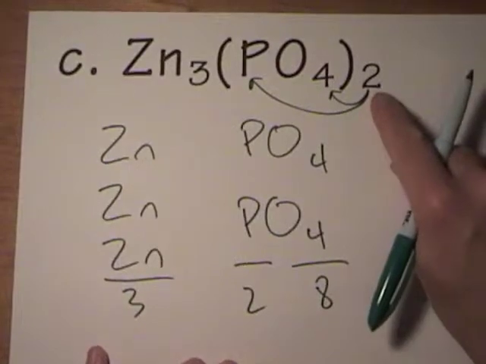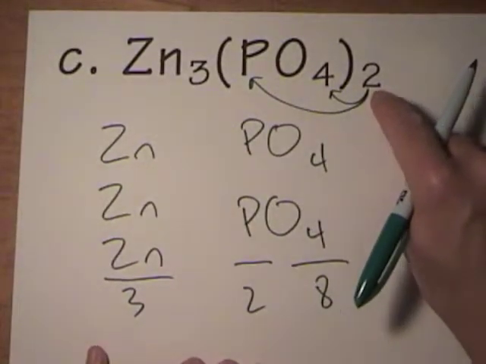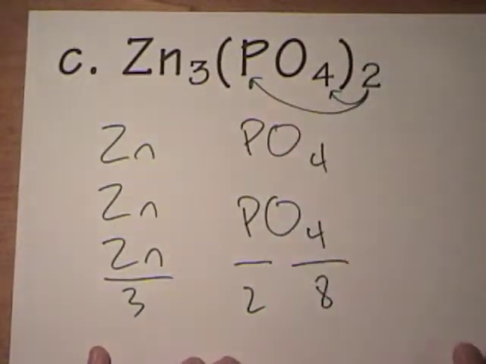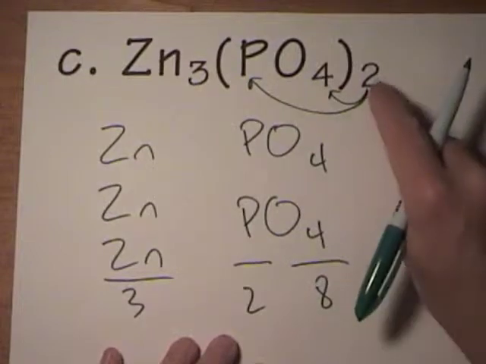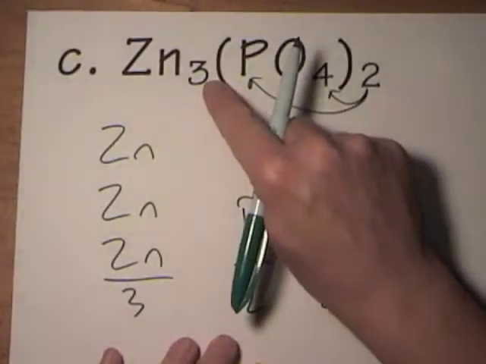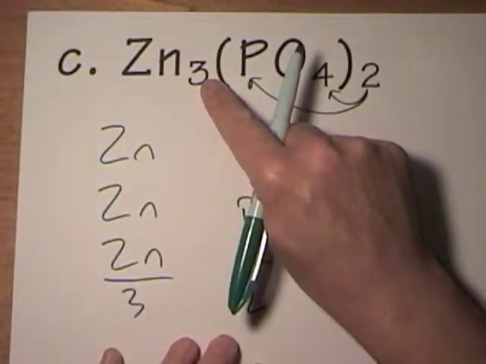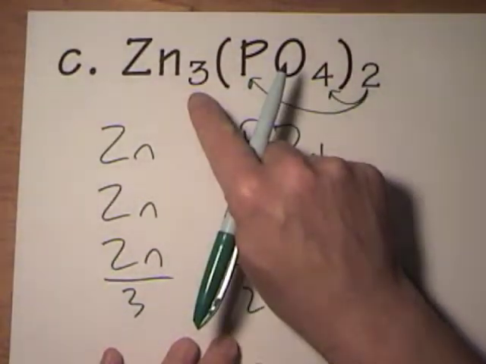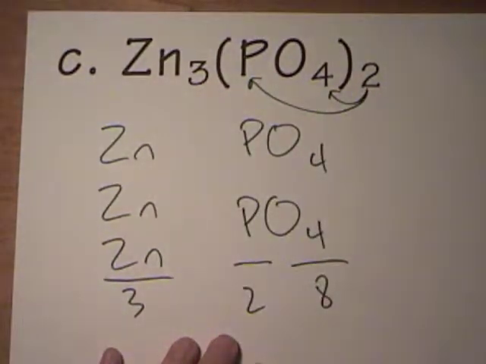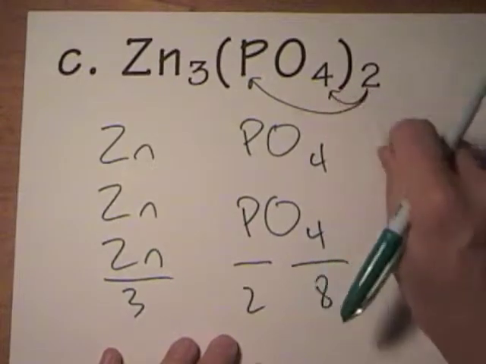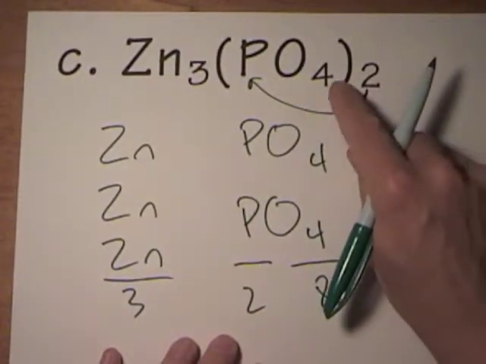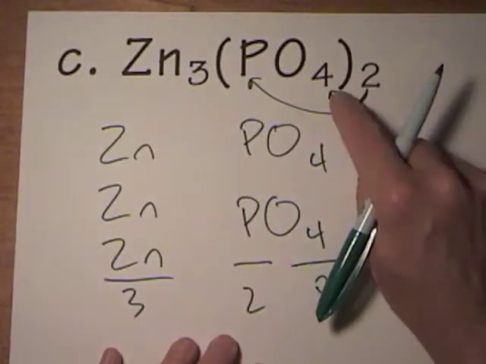So the subscript that's outside the parentheses distributes to the subscripts that are inside the parentheses the same way as you do that in your math class. This is not as hard. The 2 does not distribute across the parentheses to that 3. It's not 2 times 3 zincs. Also, make sure not to add these 2. I wouldn't say that I had 2 plus 4 oxygens. It's 2 times 4.